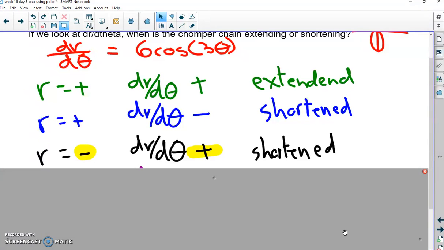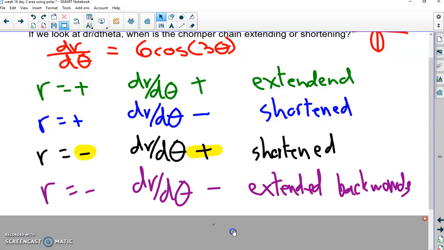So am I a red Chomper that's getting shorter? Think about it like you're diving in water, trying to rise up to the surface. I'm below the water. My radius is negative, but my radius is getting shorter because I'm going negative 10, negative 9, negative 8, negative 7, all the way up to 0. And then here, if my radius is negative 10, and dr/dθ is also negative, which way do I count? Negative 10, negative 11, negative 12. So that's a red radius that's growing.